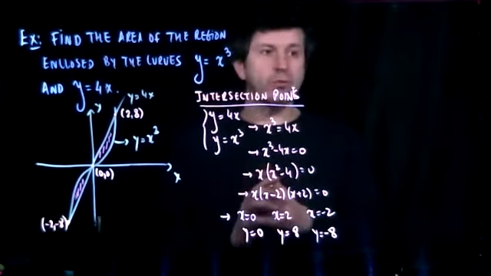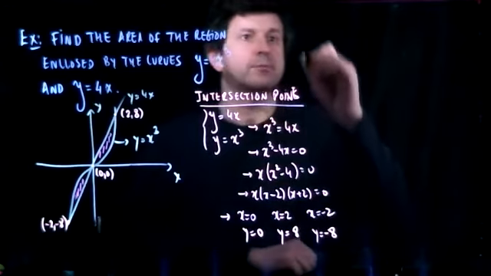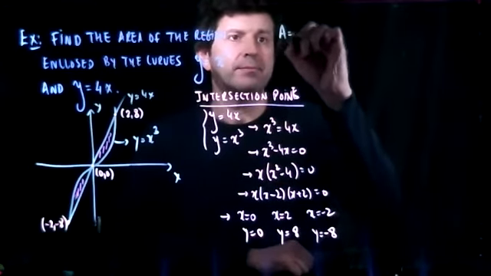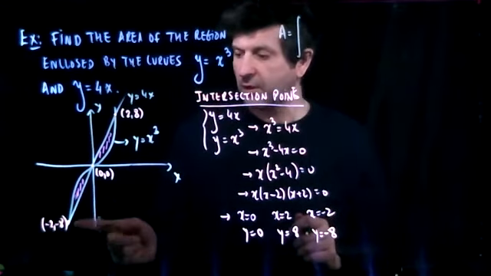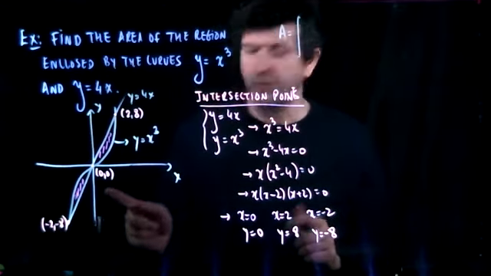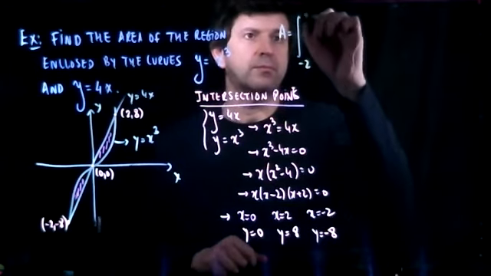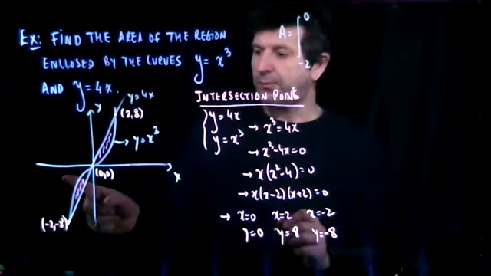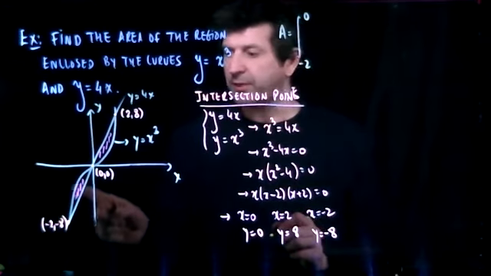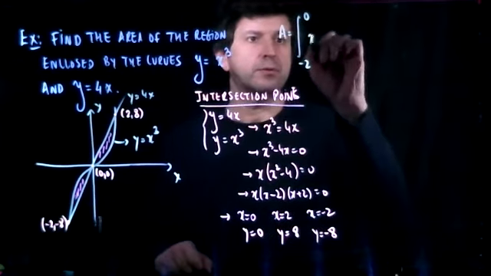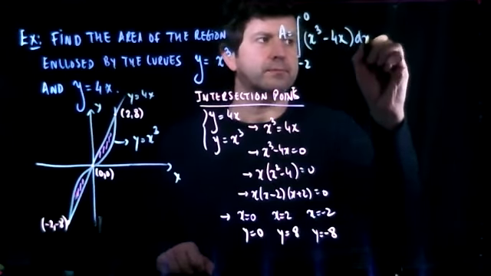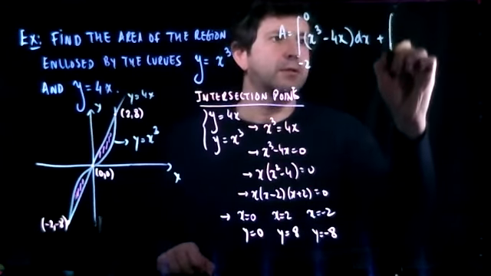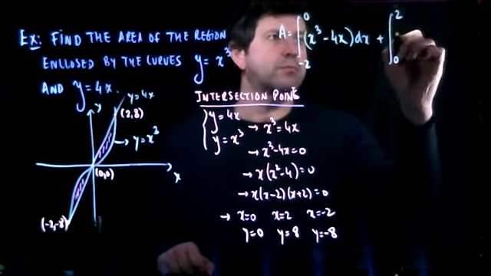So now we're going to set up our integral. The area will be, I have to do 2 regions now. There are 2 regions. From x equals negative 2 until 0, it's the top minus the bottom. The top in this case is x cubed minus the bottom, which is 4x. Plus, from 0 to 2.